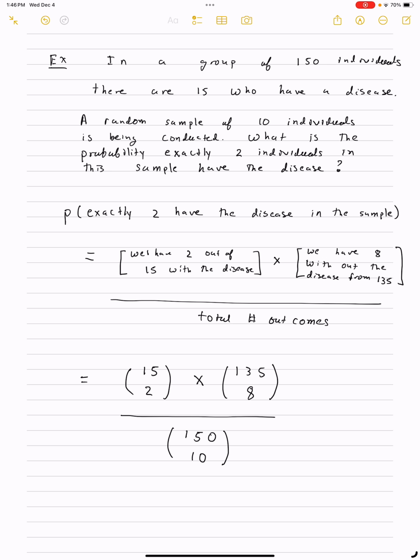One thing that this illustrates is the use of combinations to calculate this probability. And that was an essential aspect.